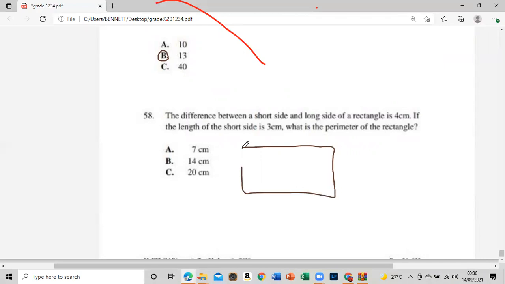It's always good to draw the rectangle so you can relate, right? They said the difference between the short side and the long side is 4. The short side is 3. So in order for the difference to be 4, we add 4 to this, 3 plus 4, so this is actually 7. So this side is 7. The difference of 7 and 3 is 4. So this side is also 7, and this side is 3. What is the perimeter? Perimeter is the total distance around. 7 plus 3 is 10, and it's 20. We add all these.